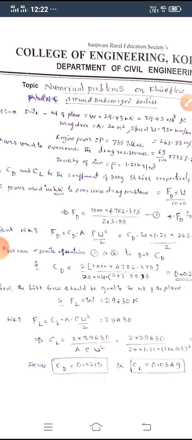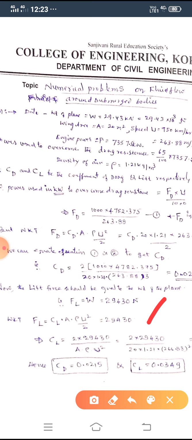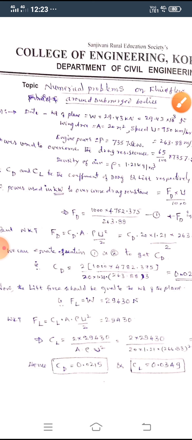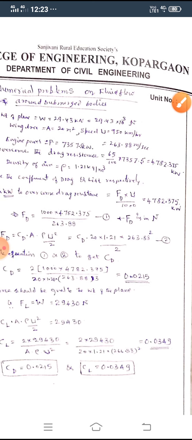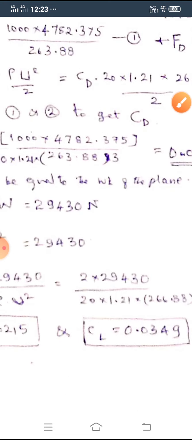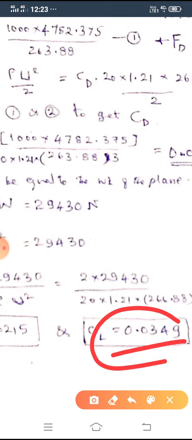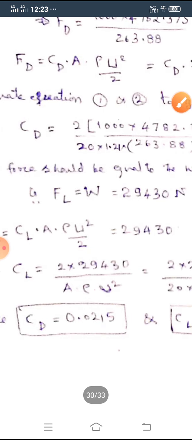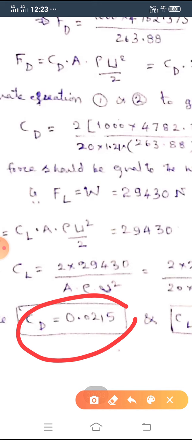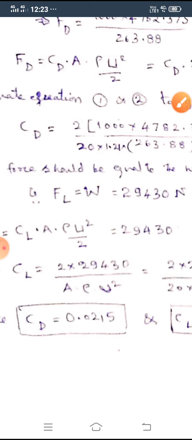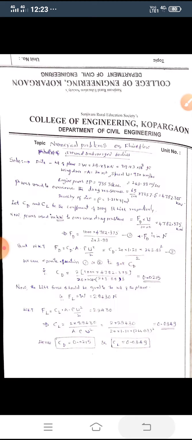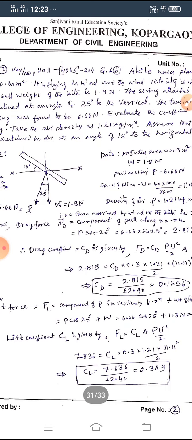Now general formula FL is equal to CL multiplied by area multiplied by rho u squared by 2. Therefore we get the CL value 0.039, whereas the CD value we get 0.0215. That's all the answer. Okay, we will switch over to the third problem.